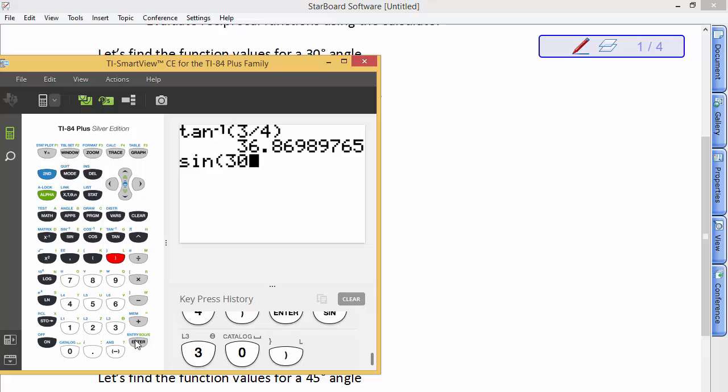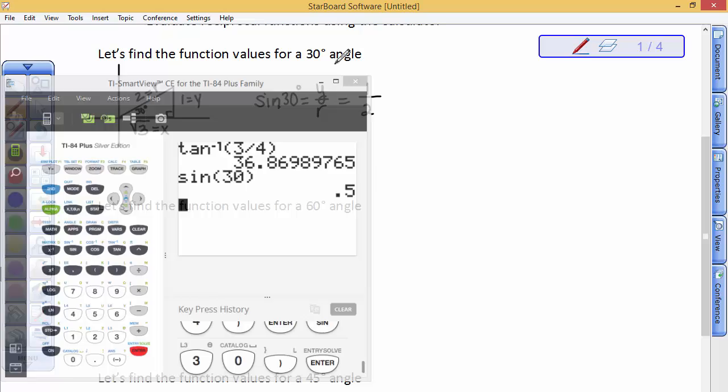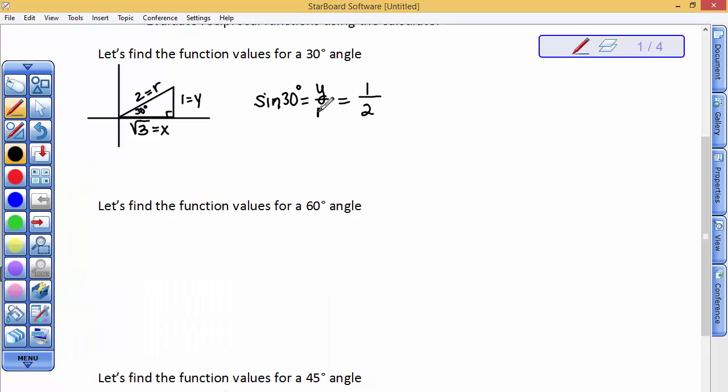And you know, while we're at it, let's just see if the calculator agrees. What does it say the sine of 30 degrees is? 0.5, half. That's what the sine of 30 degrees is. So the calculator knows it as well.